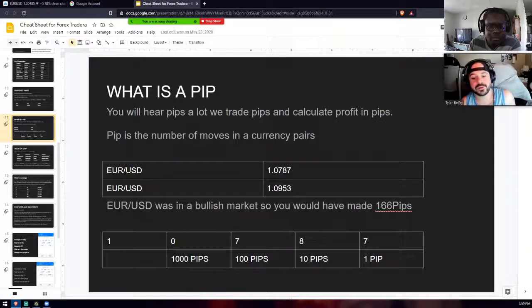Correct. 10 pips is 10% of a cent. And then 7 pips is 1/100 of a cent. Exactly.